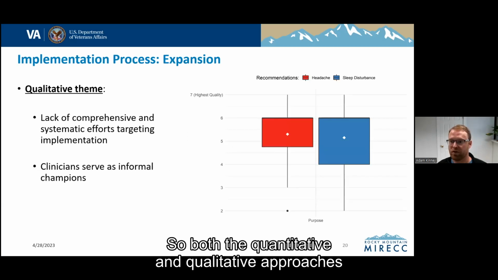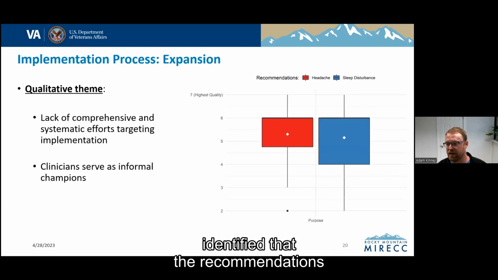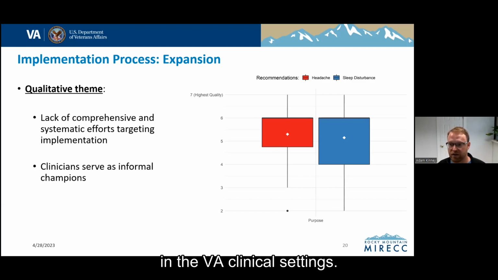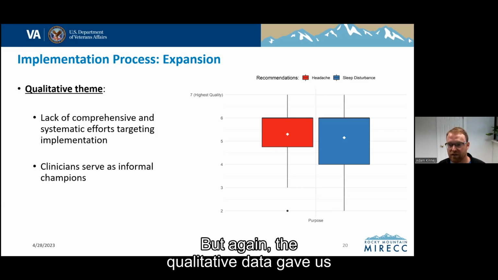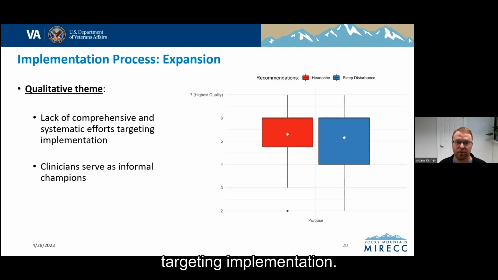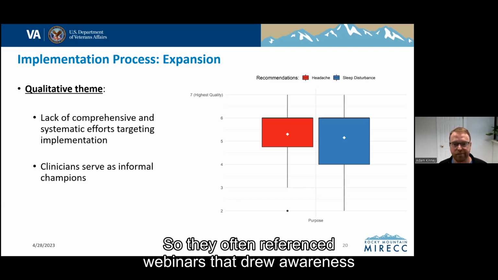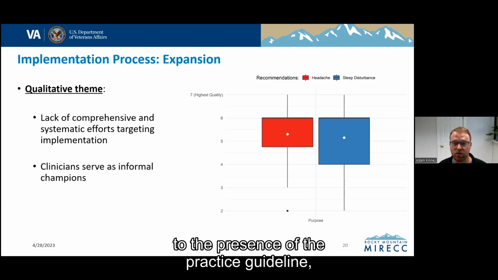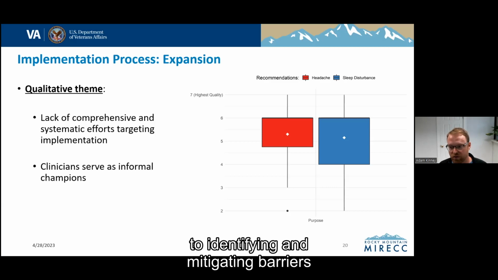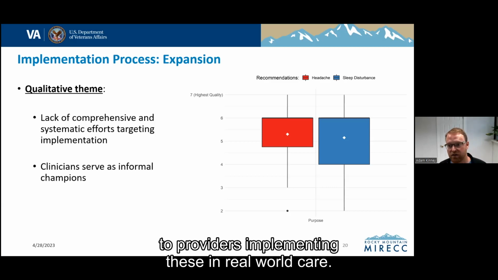So both the quantitative and qualitative approaches identified that the recommendations were consistent with implementation priorities in the VA clinical settings. But again, the qualitative data gave us a more nuanced depiction of this. In particular, stakeholders identified a lack of comprehensive and systematic efforts targeting implementation. So they often referenced webinars that drew awareness to the presence of the practice guideline, but there's no systematic, system-wide approach to identifying and mitigating barriers to providers implementing these in real-world care.